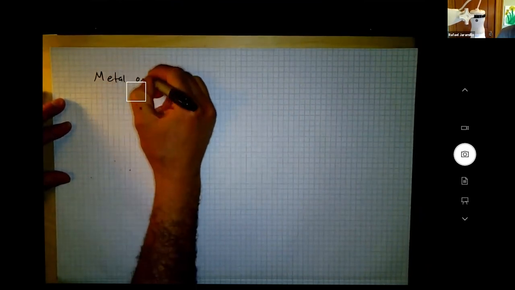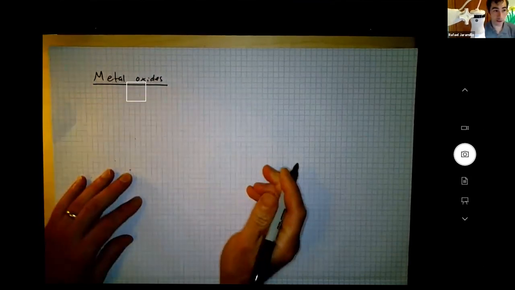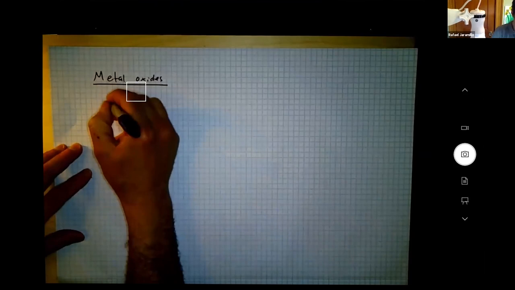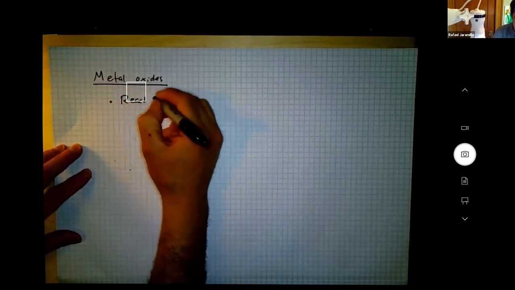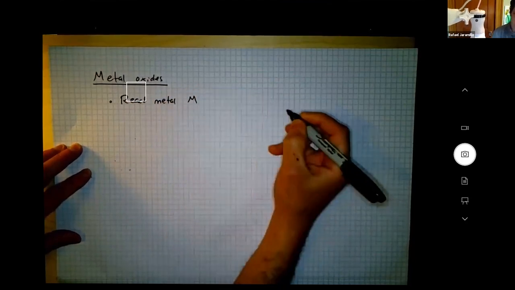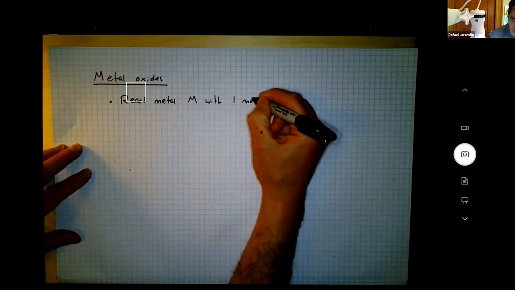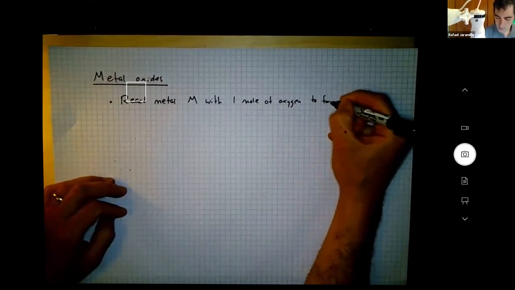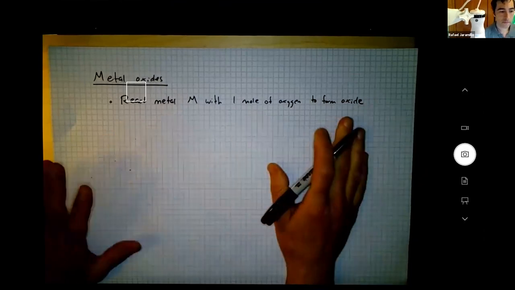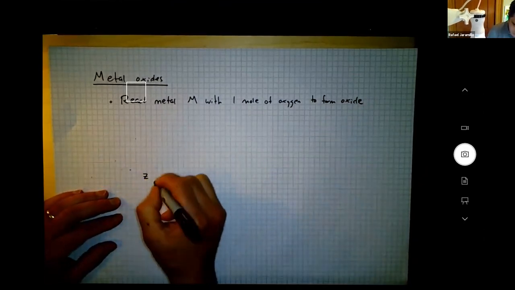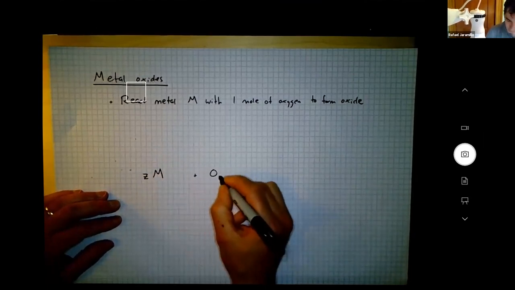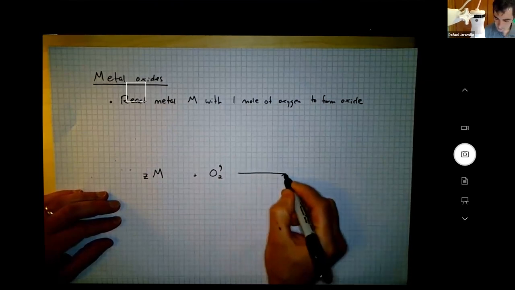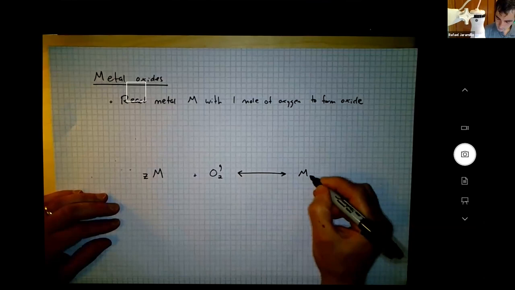Okay. I want to leave you with one final thought, which is leading into Wednesday's lecture, which is the case of metal oxides, which are line compounds. So it's on topic, but I want to just introduce this and get this in your minds. Let's imagine reacting metal M with 1 mole of oxygen to form an oxide. So Z M plus O2 gas reacting to form M_Z O2.